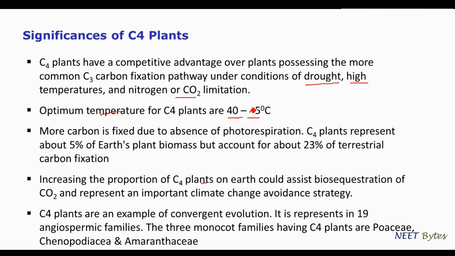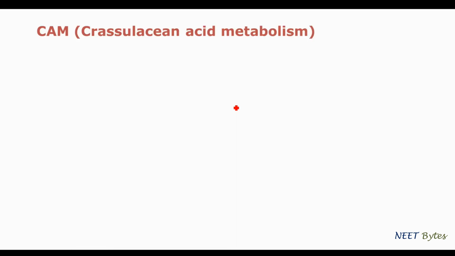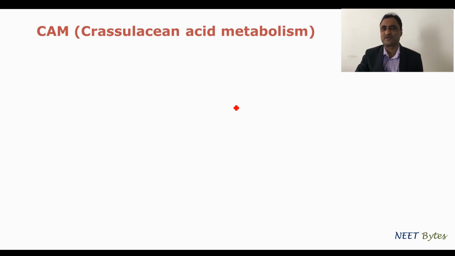And C4 plants are a perfect example of convergent evolution. There are altogether 19 angiospermic families in which C4 plants are present, but majorly it is represented in monocots. And within the monocots there are only 3 families. One, the Poaceae, second, the Chenopodiaceae, and third, the Amaranthaceae. So these are the families to which the C4 plants belong. So that is all I have to say as far as C4 plant is concerned.